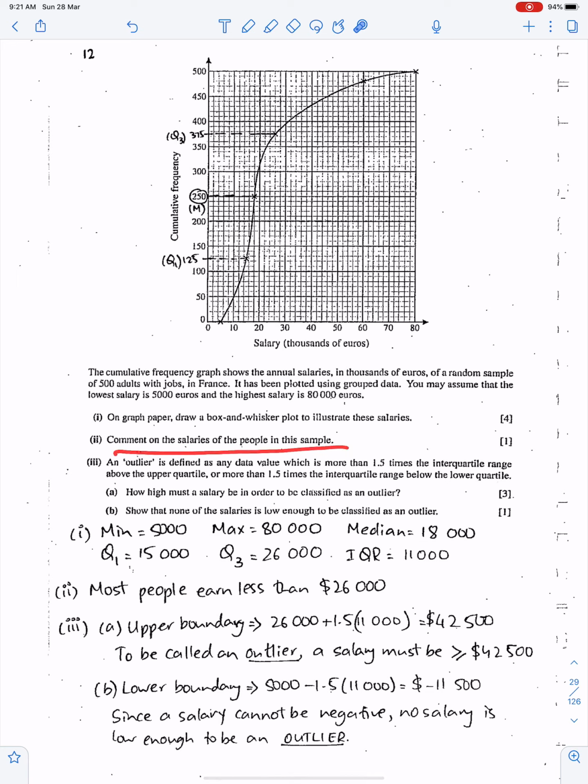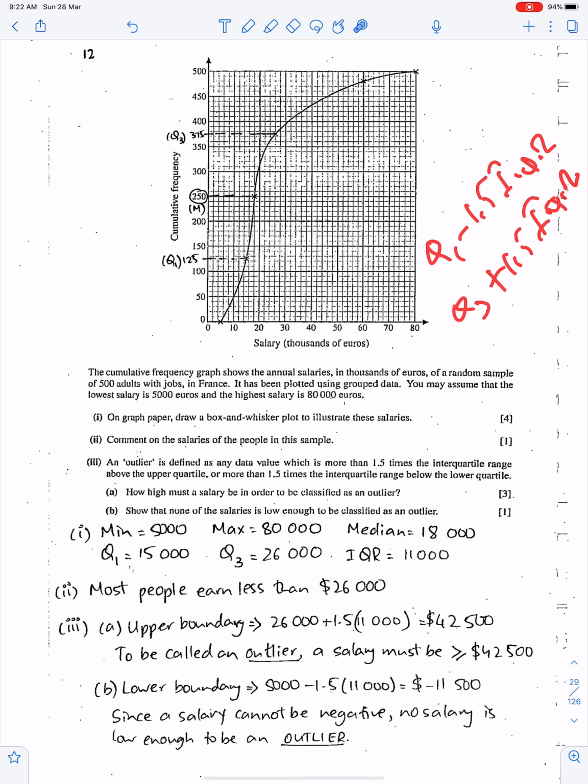Comment on the salaries. So most people earn less than 26,000, or you can say very few people earn high salaries. We already have done outlier. I told you this is the way to get the lower boundary of outlier, Q1 minus 1.5 IQR, and Q3 plus 1.5 IQR will give you the upper boundary.